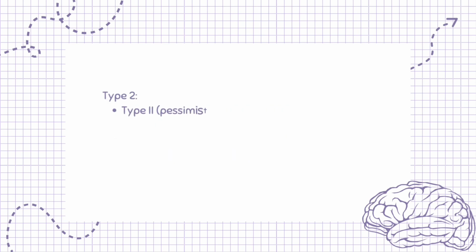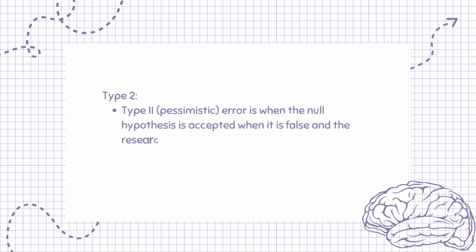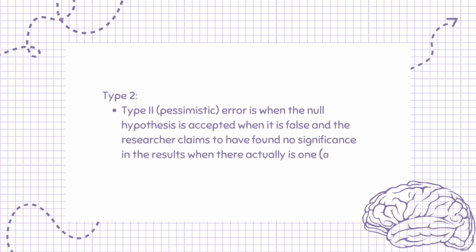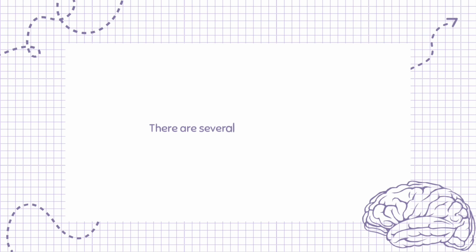Type 2, pessimistic, error is when the null hypothesis is accepted when it is false and the researcher claims to have found no significance in the results when there actually is one, a false negative. There are several ways to reduce the likelihood of Type 2 errors.